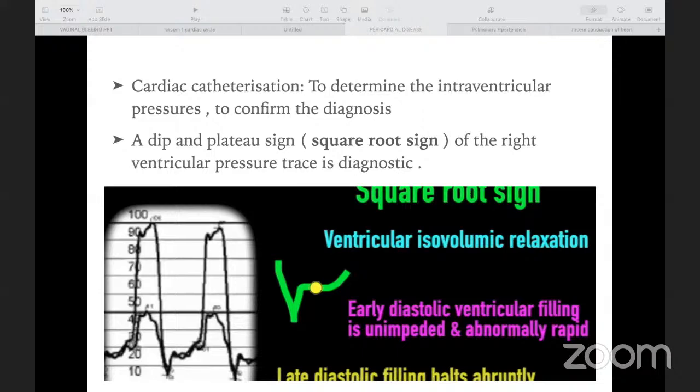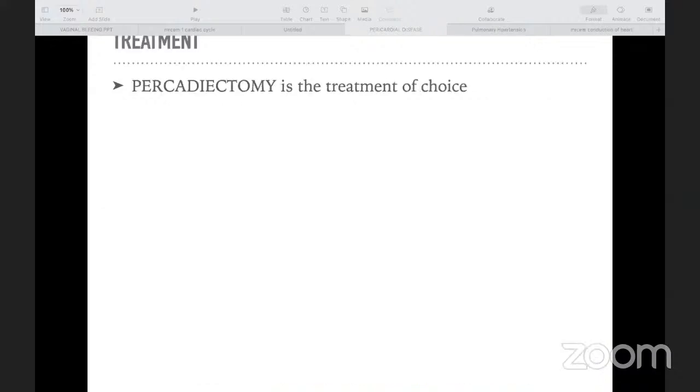Now, this is to determine the intraventricular pressures to confirm the diagnosis, and a dip and plateau sign, which is known as the square root sign of the right ventricular pressure, is diagnostic. And you see in the figure, there is a square root sign, which is a dip and plateau sign. It's very typical, the diagnostic finding for constrictive pericarditis. And pericardiectomy is the treatment of choice in these cases. So that's about the three conditions of pericardial disease. Thank you.